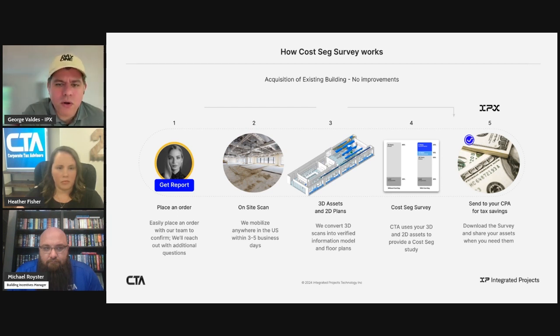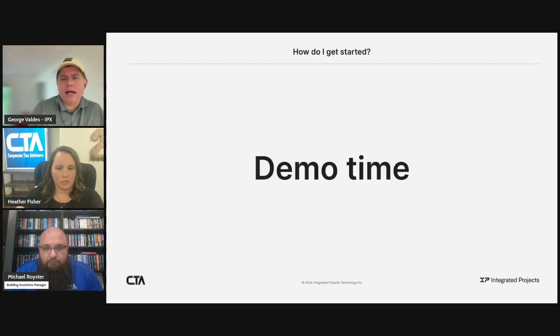And I want to underscore the 1 + 1 = 11 of what you get when you do this service. So I'm going to walk through now and demo the actual product itself, so you can see, when we talk about IPX as the platform, what does that actually mean?